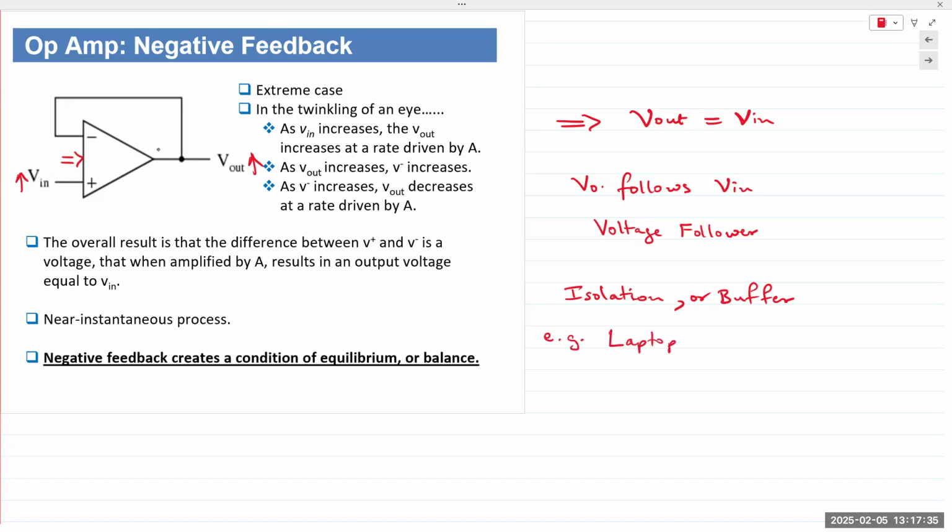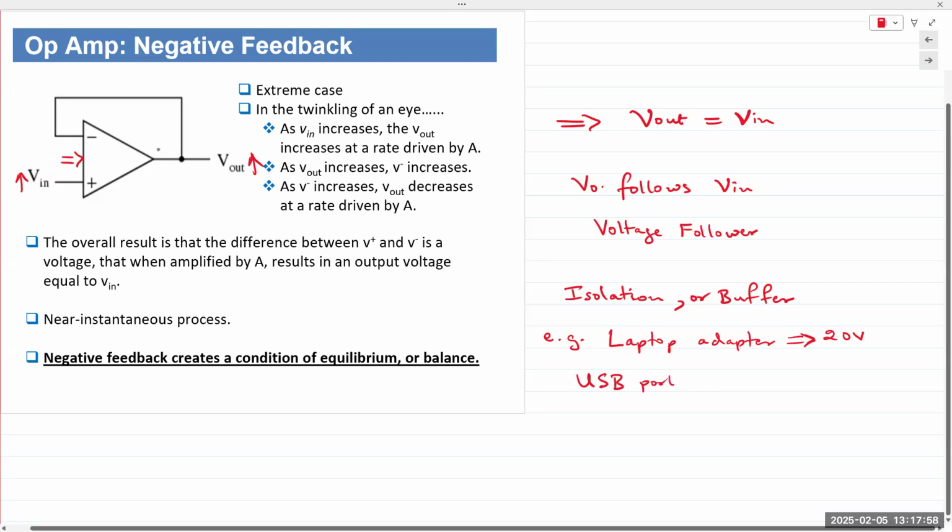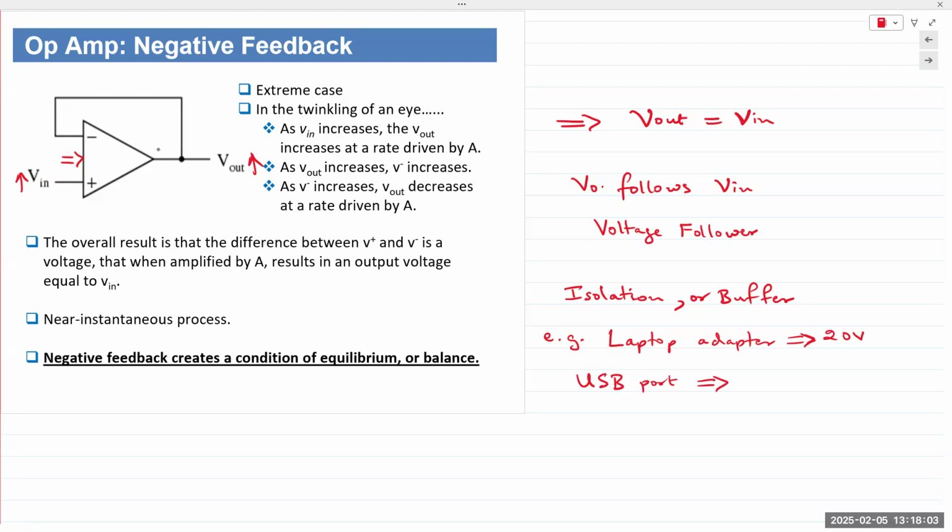Let's say you have a laptop adapter or laptop charger. Most laptop adapters or chargers are around 18 or 19 volts, or even 20 volts. Your laptop adapter has only one output, but your laptop system requires multiple voltages. There's a CPU voltage, GPU voltage. There are other parts of the circuit, display voltages. So all of those require different voltages.